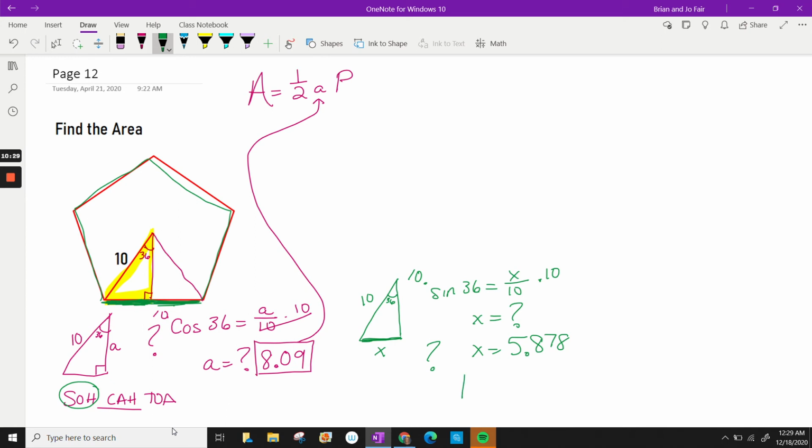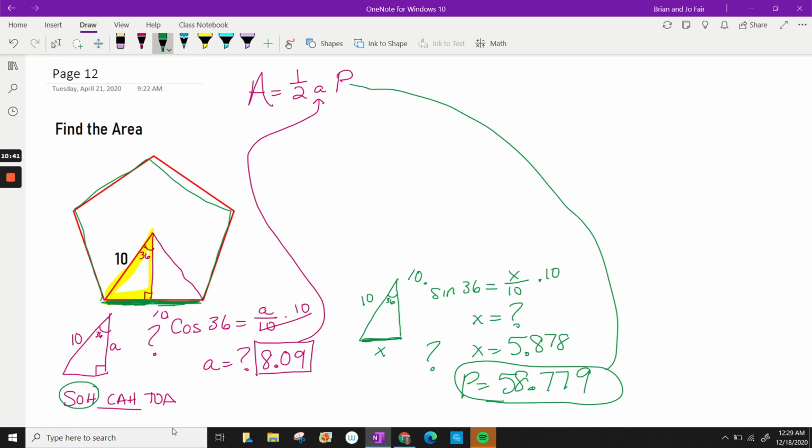And the perimeter then ends up being 58.779. Again, I'm going to go several decimal places here. Then I'm going to grab that perimeter, and that's going to go in for P. So let's finish out our formula. The area is equal to 1/2. The apothem was 8.09. And the perimeter is 58.779. You know MathXL is picky about their decimal places, so leave as many there as you can, and at the very end, we will round to what they tell us to round to.